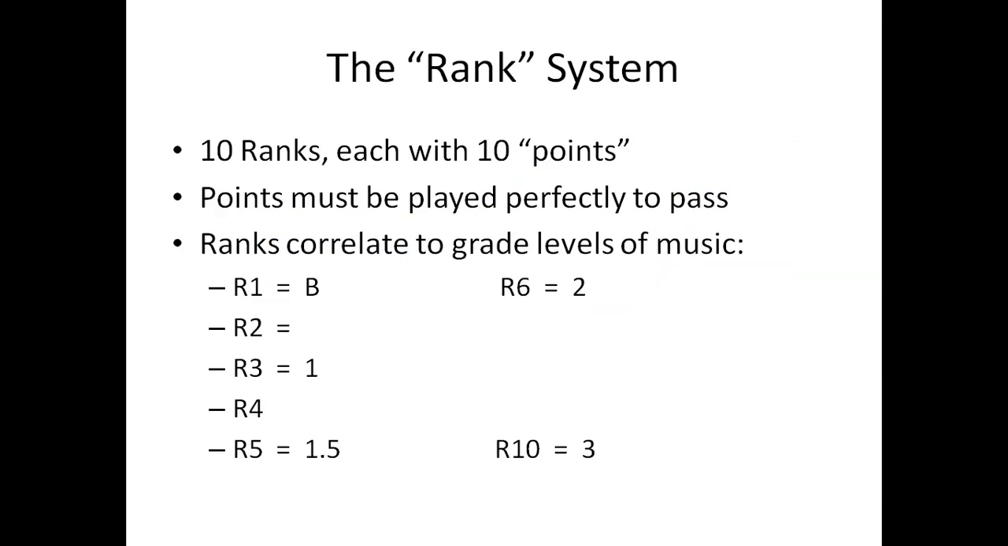Okay, my rank system. There are 10 ranks. Each rank has 10 points. A point is just an assignment, a simple assignment, usually about 8 measures from the Essential Elements book. Points can also be scales from memory, and 1 point might be several scales, might be 5 different scales, major scales, chromatic scales in different enharmonic spellings. And as you go through the ranks, these chromatic scales get longer in their range.